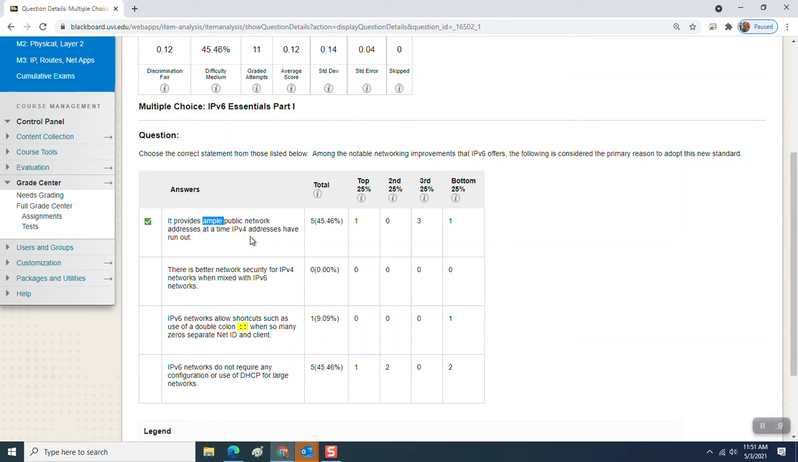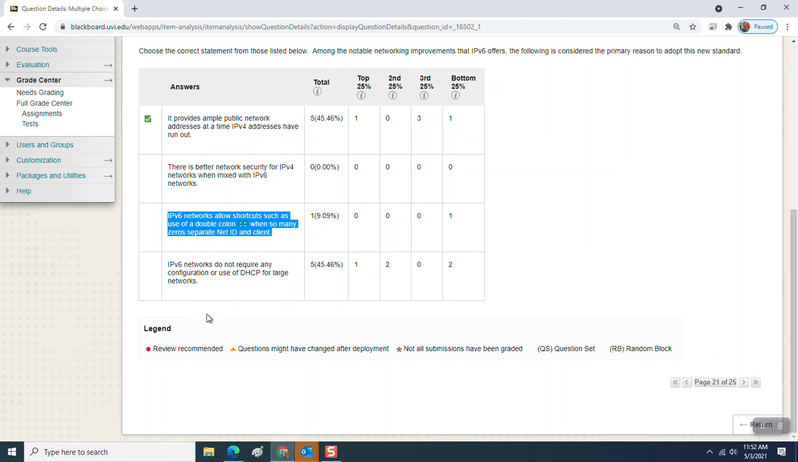We also needed better security. That's true, but that's not the primary reason. IPv6 networks allow shortcuts. That's a benefit of using IPv6. You can collapse the zeros, but that's not the primary reason it was adopted.